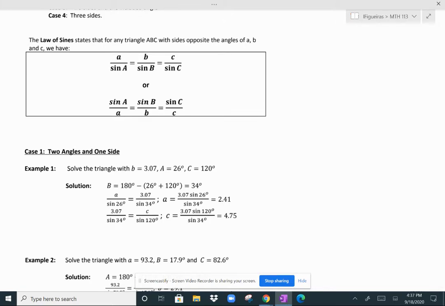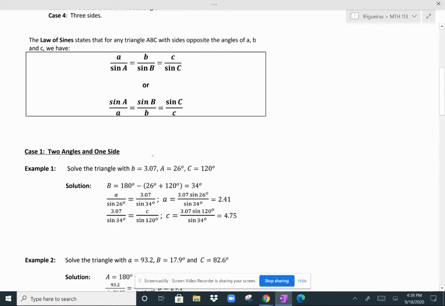So remember, you need to set up a ratio, and right now I can set up a ratio between side b and angle B. So side b and the sine of angle B is right here, and now I can solve for one of the other sides. So I'm going to solve for side a first. So I have a over sine of A equals 3.07 over sine of 34 degrees. Multiply both sides by the sine of 26 degrees. So you get that a is equal to this expression. And then using a calculator in degree mode, you get that side a is 2.41 units.